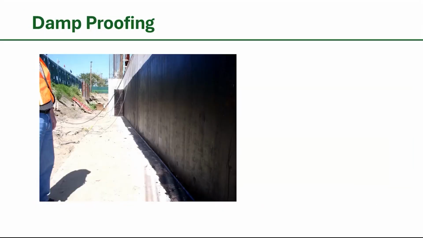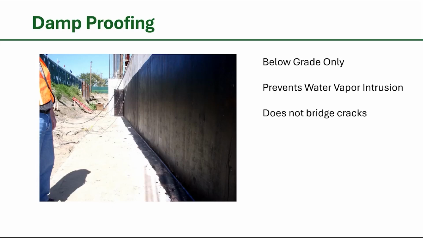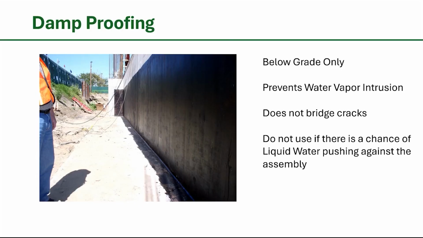Damp proofing. Damp proofing is great. It's really, really cheap. You don't always need waterproofing. And when you don't need waterproofing, because of the relative humidity that is constantly in the soil, you are going to want to use damp proofing. Damp proofing is typically an asphaltic emulsion. It is a below grade only material. It prevents water vapor intrusion. It does not bridge cracks. Damp proofing is a light duty coating that just stops the passage of water vapor.